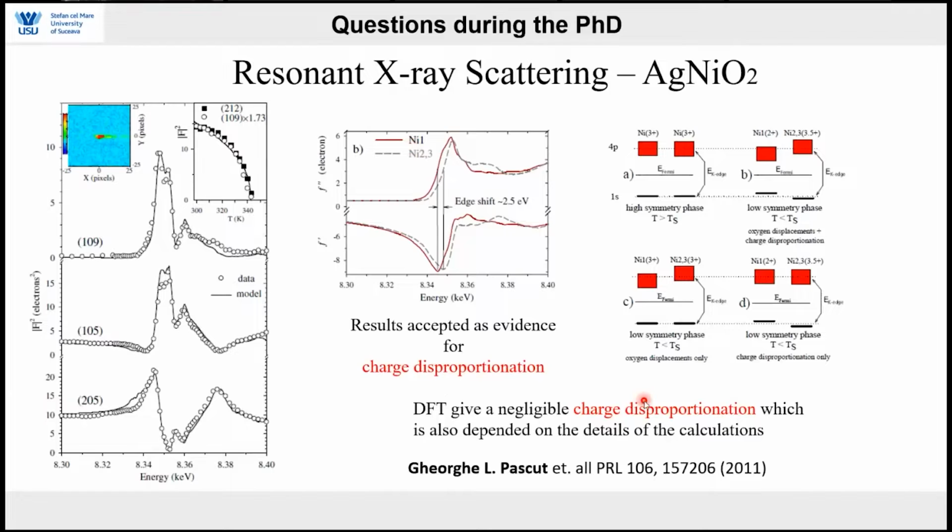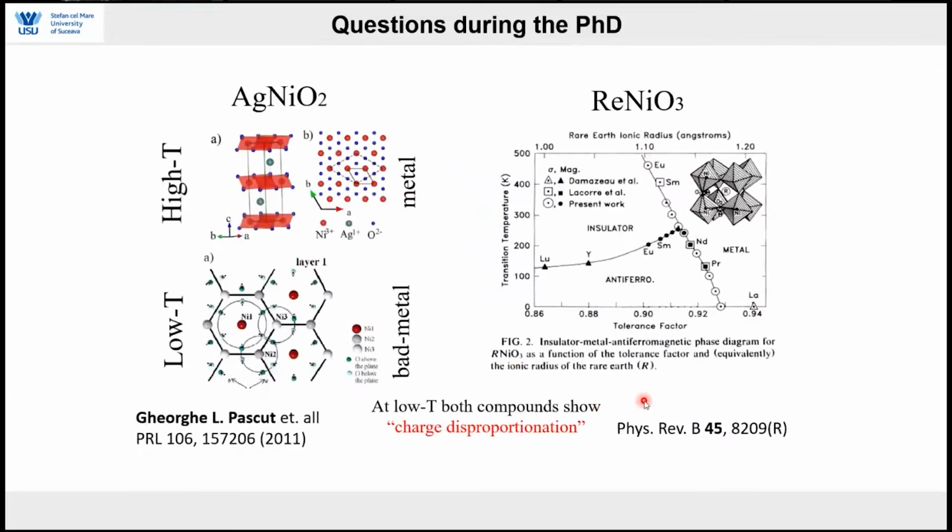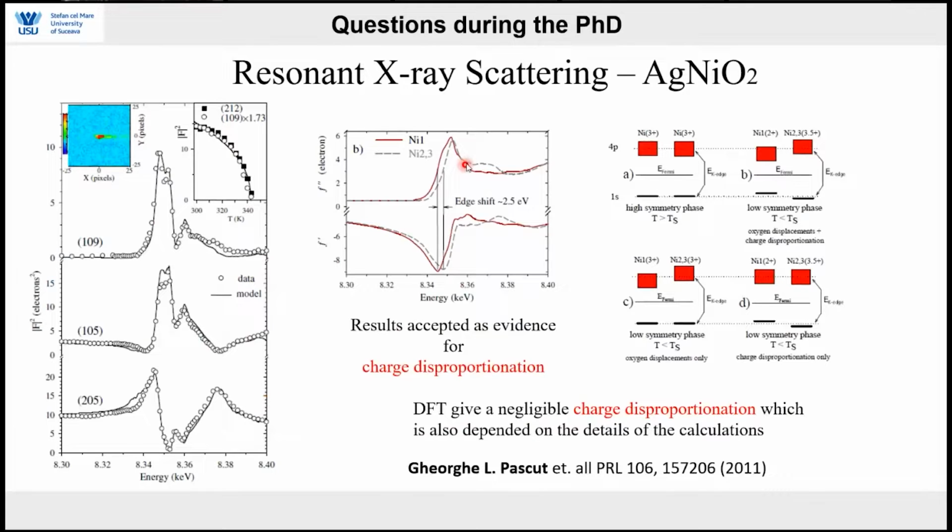Besides the fact that DFT did not give me charge disproportionation, the second problem I had was that in rare earth nickelates, if I look at the resistivity, I go from a metal to an insulator. If I look at silver nickel oxide, this system is metallic down to very low temperature. So how is it possible that resonant X-ray scattering tells me that I have charge order in this material, but in reality the material is metallic? This was a bit of a contradiction, something which I could not understand.